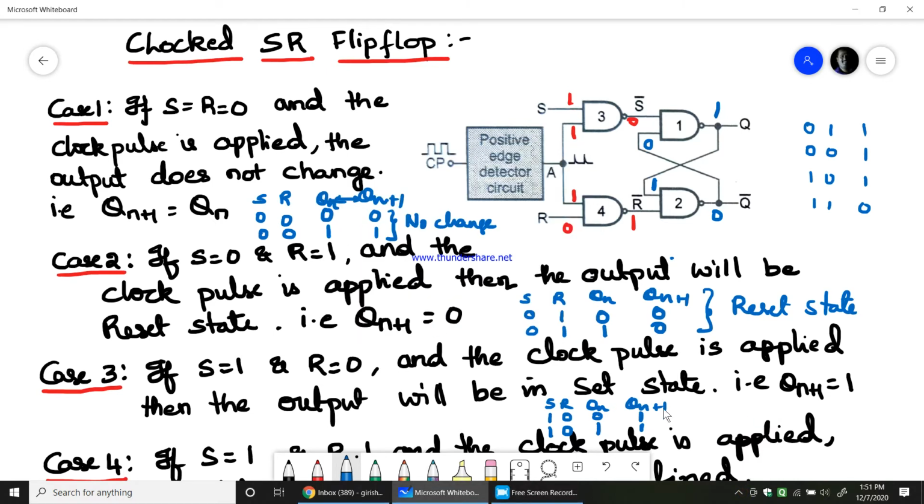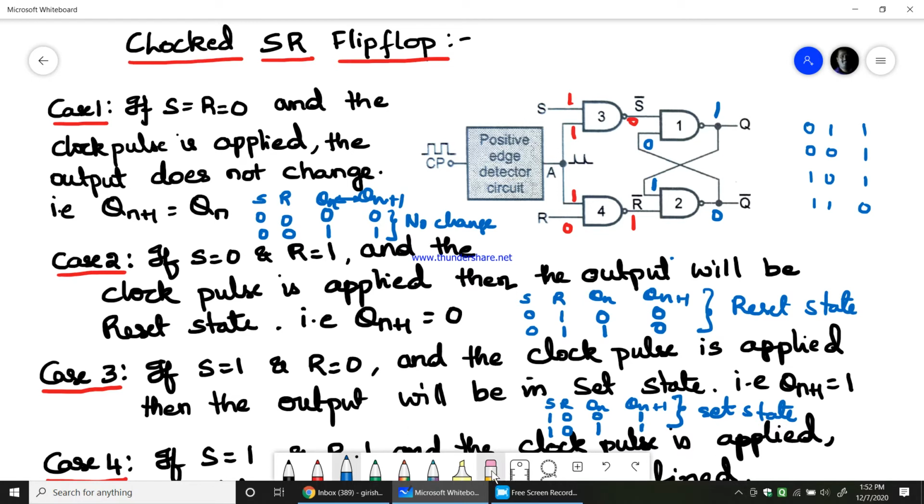So therefore case 3 can be called the set state, because when S and R was 1 0, irrespective of the value of Qn, which is the present state, the next state will always remain equal to 1. It means when you give S and R equals 1 0 and press the clock pulse, you will see the output remains equal to 1 always. So that is the set state.